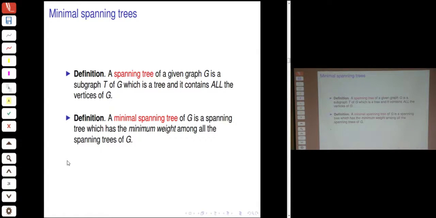This is a spanning tree. Among all the possible spanning trees, we want to choose something called minimum. The minimum means minimum weight. So a minimum spanning tree of G is a spanning tree which has the minimum weight among all the spanning trees of G. In this definition, implicitly, the graph G is a weighted graph. This spanning tree is a subgraph of G, so it will inherit the sum of the weights. We look at the total weight on the tree, and we select the minimum one among all possible spanning trees.